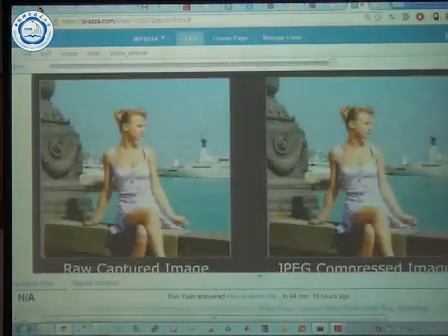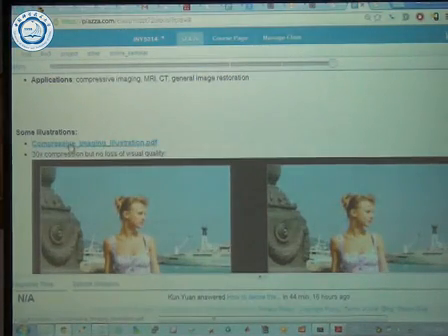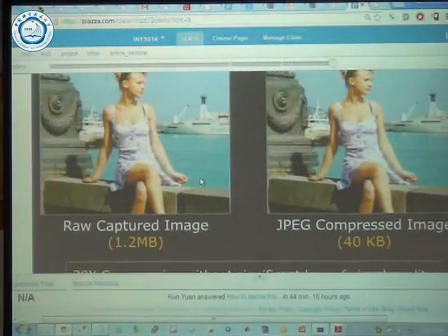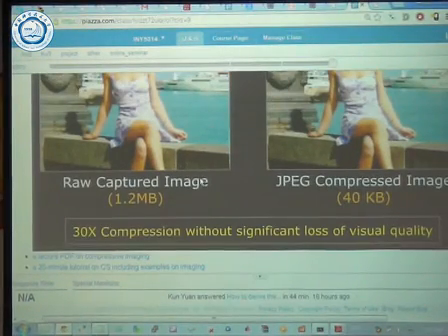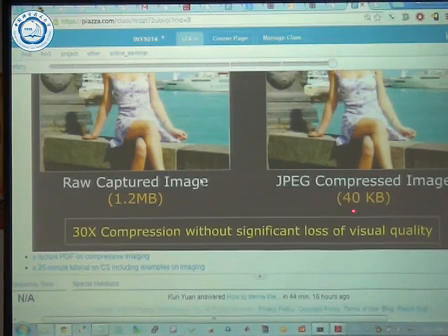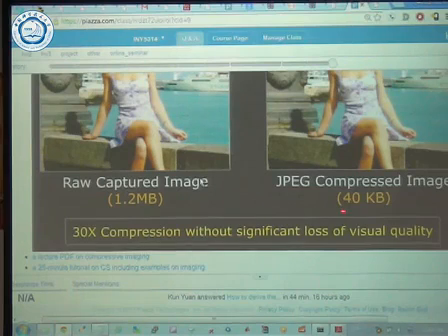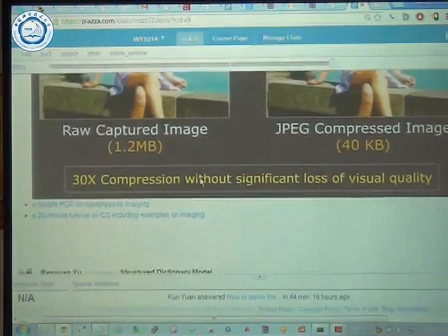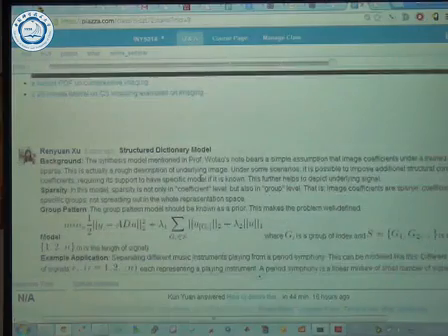Now here are some illustrations. You can click on this, and you're going to get a bunch of nice illustrations. And I also already showed this picture. It basically compresses the image from 1.2 megabytes to only 40 kilobytes using a DCT transform. At least on my laptop, I don't see a difference. This is a 30 times compression ratio. Okay, there are a bunch of other things.